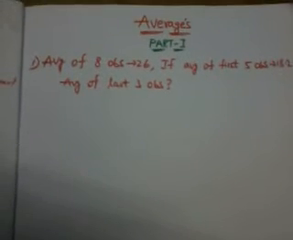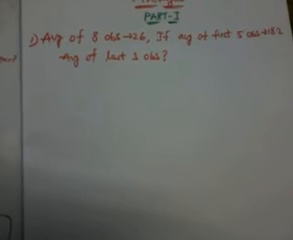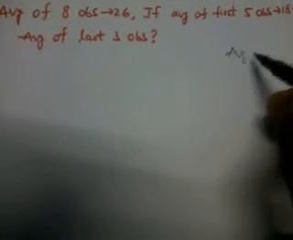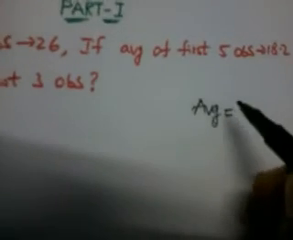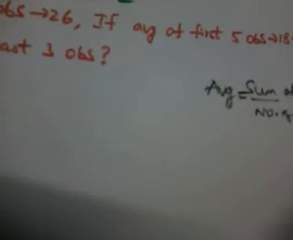Average. Average means the only thing which strikes in your mind: average equals sum of all observations by number of observations, right? Everyone of you knows that average means sum of all numbers by number of numbers. If you are going to consider 5 items, then average will be equal to sum of all items by number of items.